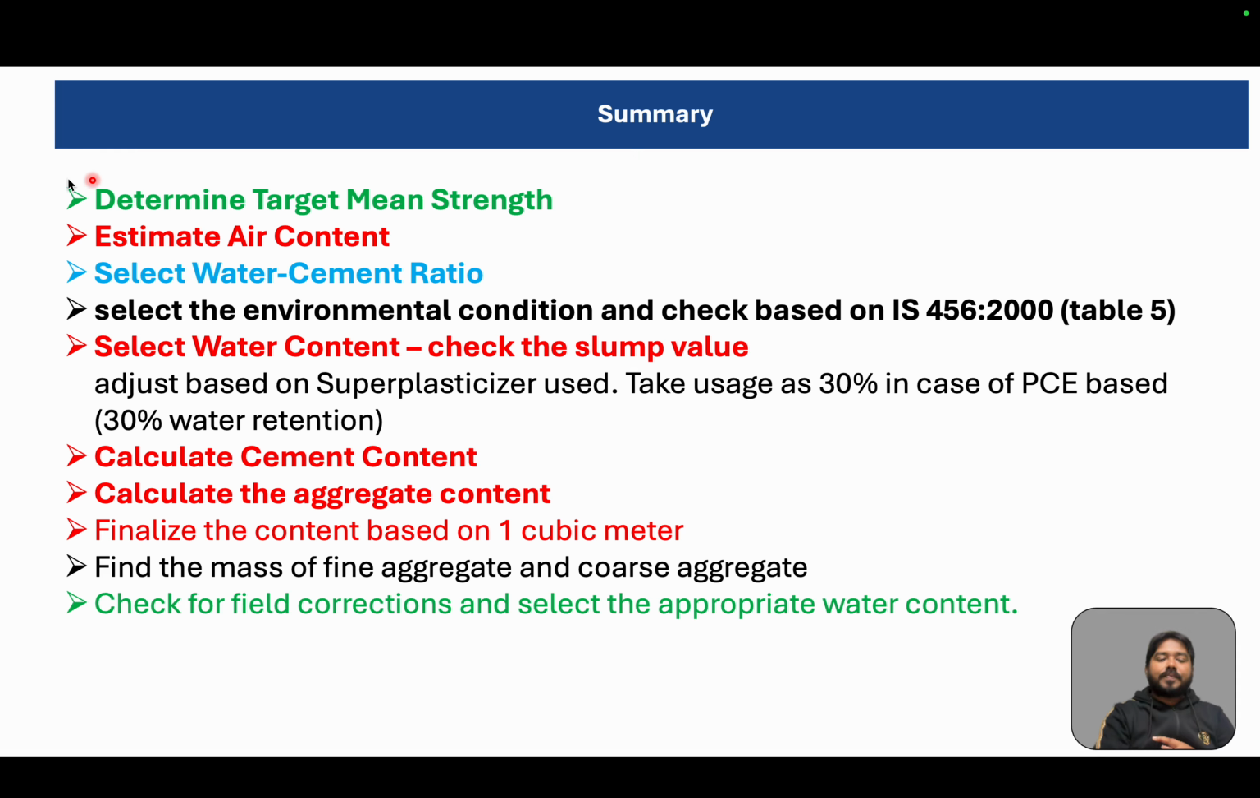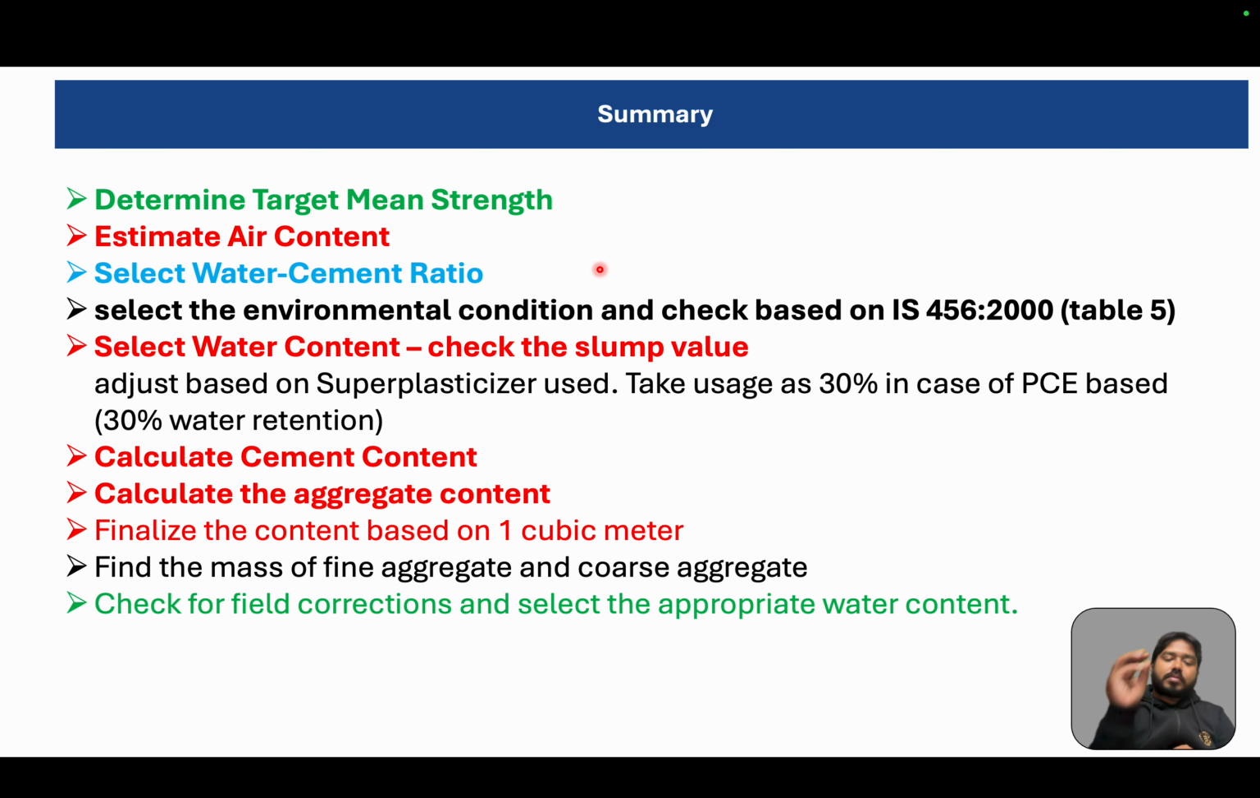Then the second step is to calculate the air content. For air content, you have to refer to table 3. In that case, you check the maximum size of aggregate, and the corresponding value will be your air content value. Then comes the selection of water to cement ratio. For that, you have to check with the curve, figure 1.